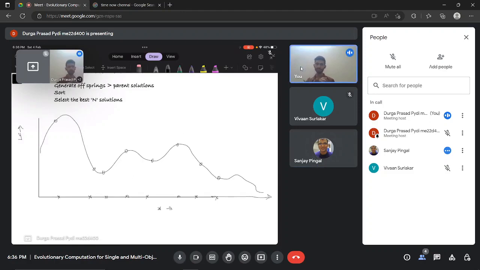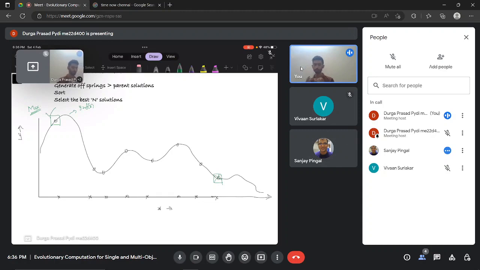Then once you apply the selection operator, as you can see here, my objective is maximizing this particular objective function. This is some y equal to f of x that I need to maximize. So you can see this particular value has more probability of getting selected in the selection operator. And this particular thing is the minimum, so this is least likely to occur. This is most likely to occur.